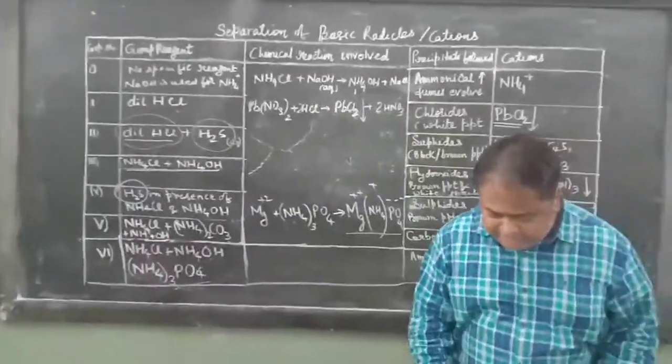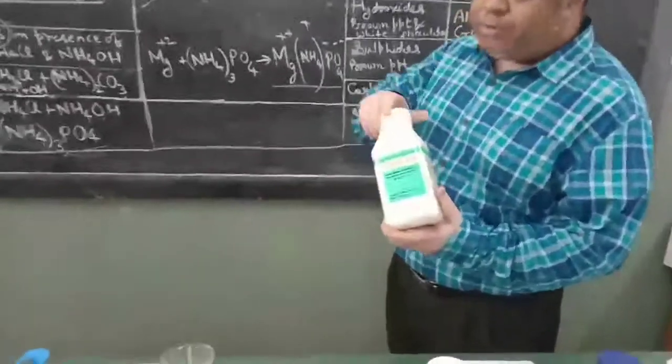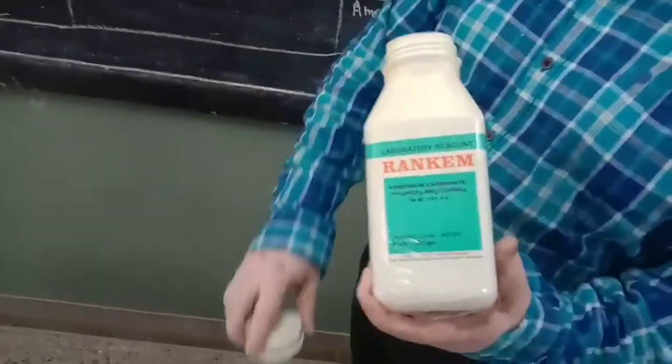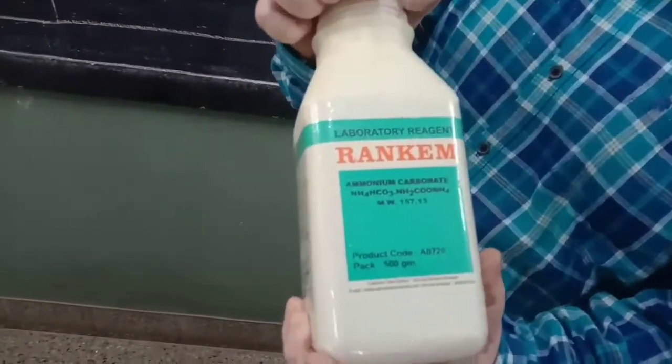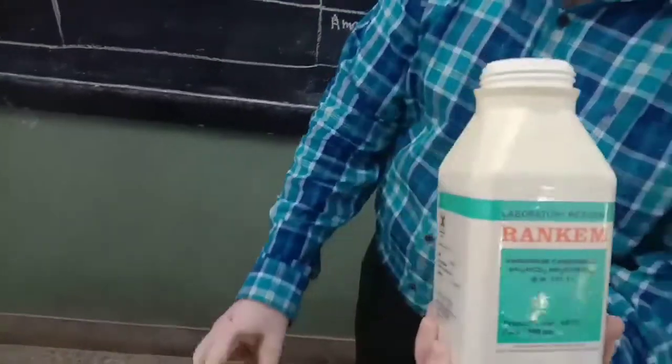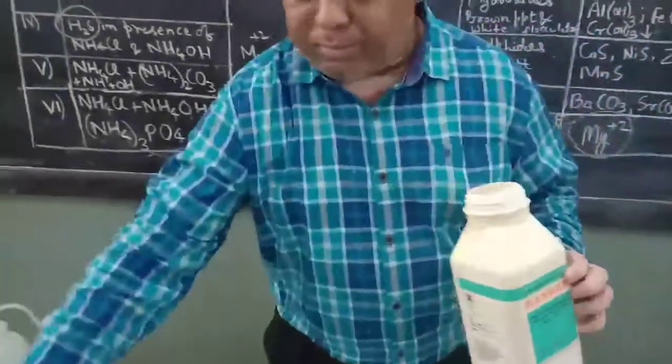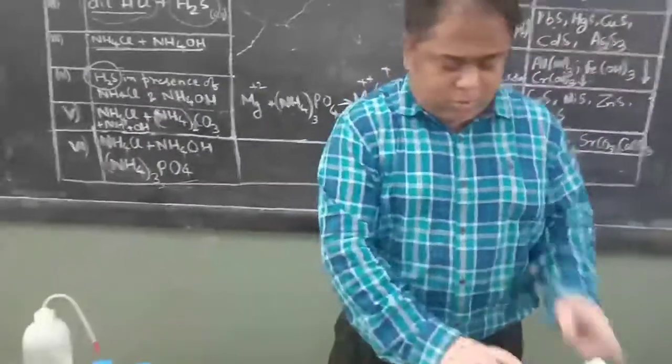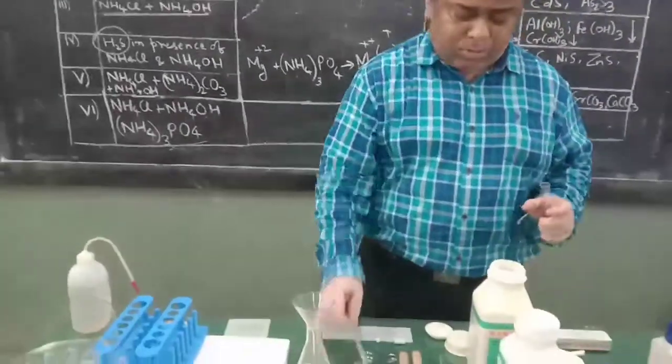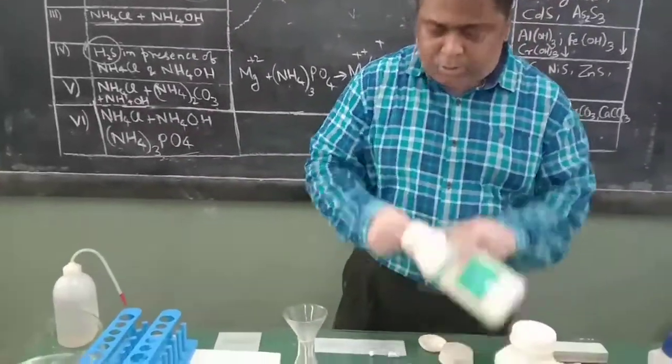Let me see what is there in this. This is an ammonium salt. So the ammonium salt will be of which group? It will be of zero group. How do we test it? Using sodium hydroxide solution.